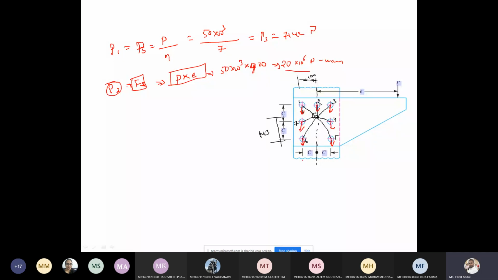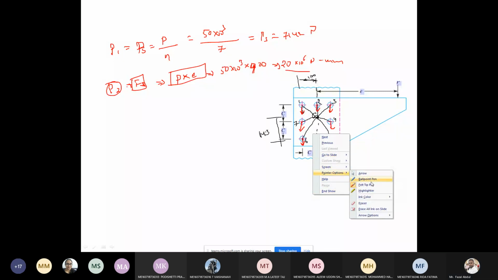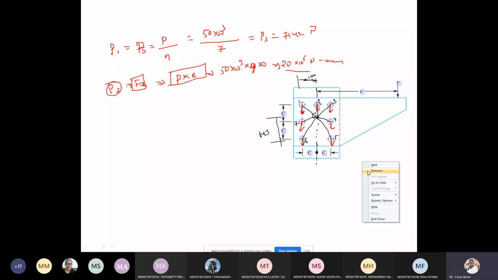Okay, and due to the eccentric loading, there is a turning moment in the riveting system. The turning moment is generated in the same manner as we are applying the eccentric load here. So here the turning moment is generating in a clockwise manner, because the load is applying in a clockwise direction.